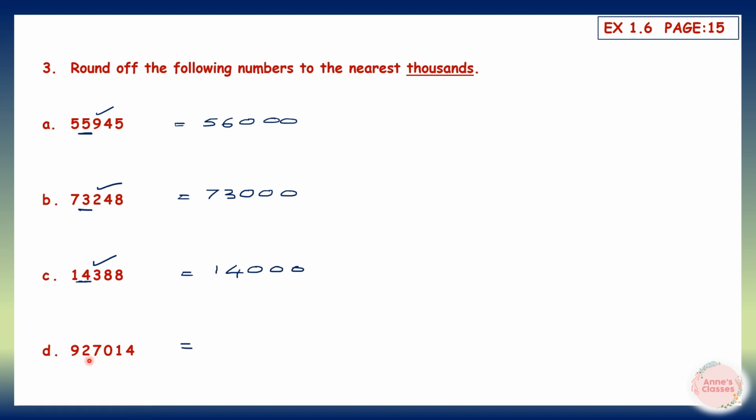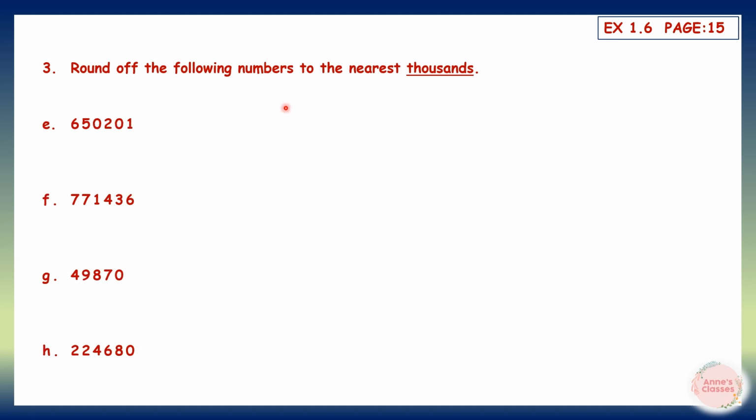Next one. Let's look at the digit in the thousands place. Ones, tens, hundreds, thousands. So 7 is in the thousands place. The digit next to it is 0. So that means 7 will remain the same. So let's write these digits here. So 9, 2, 7 will remain the same. After 7 there are 3 digits. Put 3 zeros. 1, 2, 3. Now let's put the commas and read this number. What is this number? 9,27,000. So we have rounded off these numbers to the nearest thousands.